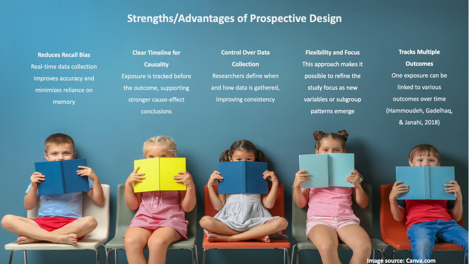Third, researchers have control over how data is collected, which improves the quality of the data overall. There's also flexibility. We can adjust the focus, add variables, or look more closely at subgroups as the study progresses. So a prospective cohort study can be a better choice, for example, than a randomized controlled trial in situations where it would be unethical to expose people to something that might negatively affect their health. And finally, we can observe multiple outcomes from a single exposure, which increases the efficiency and value of the research.